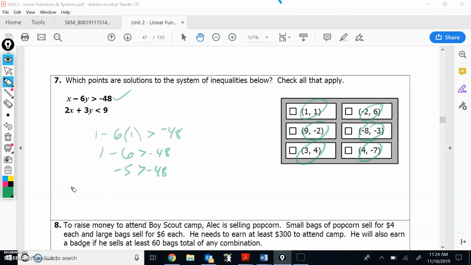Let's check the second one. 2 times 1, oops, plus 3 times 1, is that less than 9? 2 plus 3, is that less than 9? That makes 5, which is less than 9, so that worked. So you would check the first one. I would practice trying to find if the rest are solutions to the inequalities as well. I'll leave that up to you as an exercise to finish up.